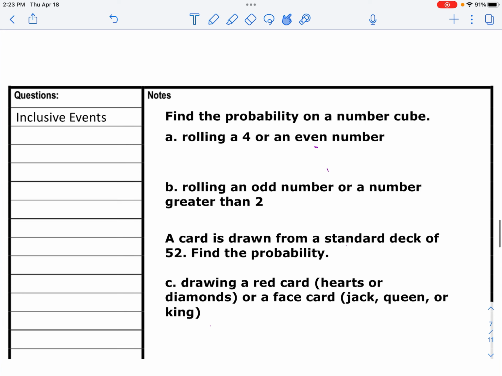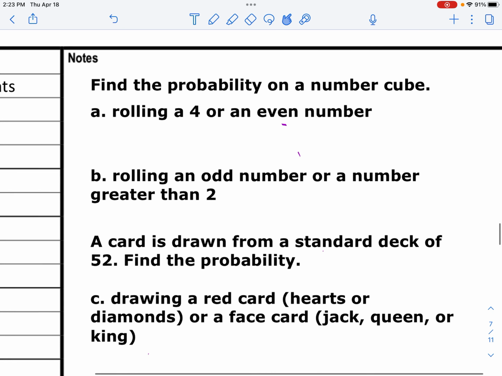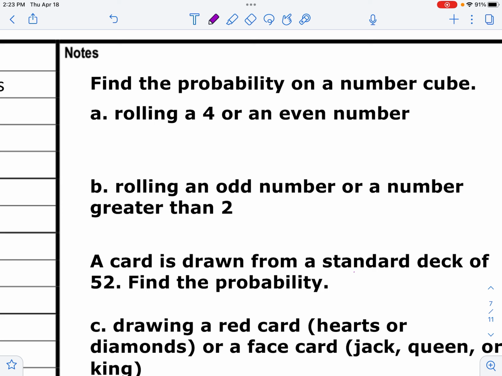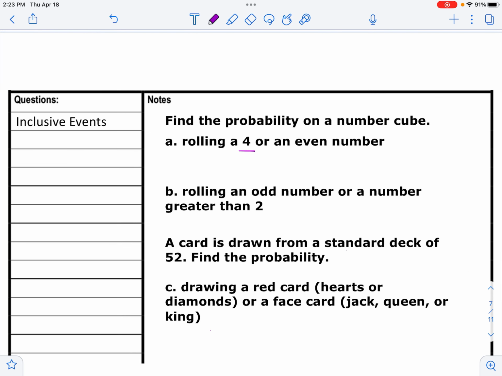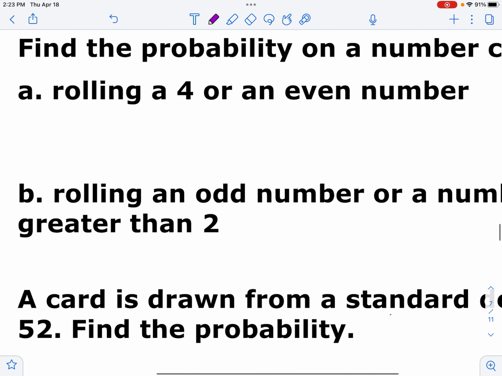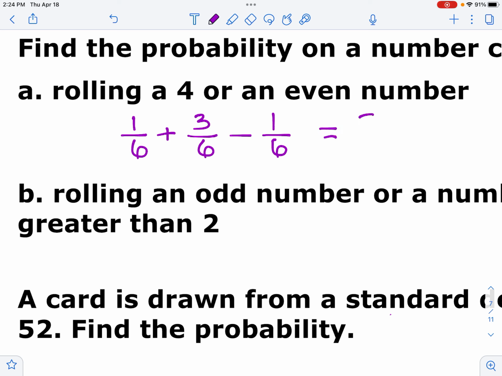Okay, so we're going to take a look at a couple of inclusive events. And you'll probably see pretty quickly why these are inclusive, right? Rolling a 4 or an even number. Well, 4 is even, so it's in both categories. That's why it's an inclusive event. So I'm going to say the probability of getting a 4 is 1 out of 6, plus the probability that it's an even number on a number cube, which is 3 out of 6. But since 4 is in both categories, I don't want to double count it. I'm going to take that 1 away. So really, I'd end up with 3/6, or a half.